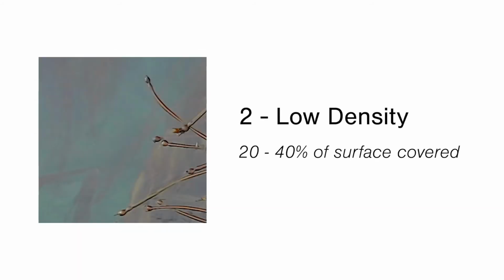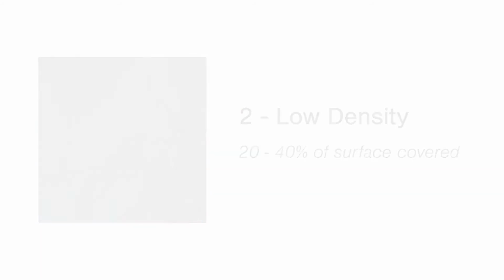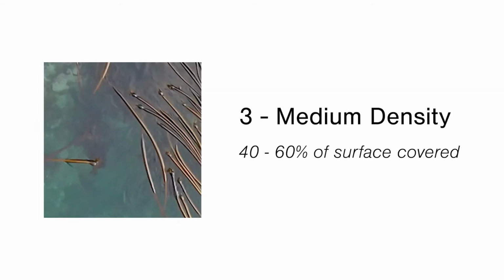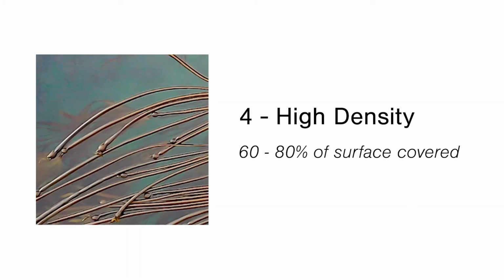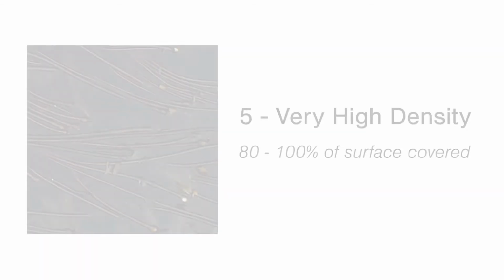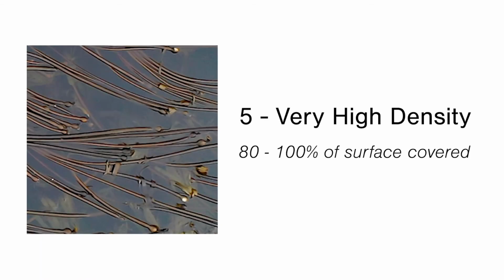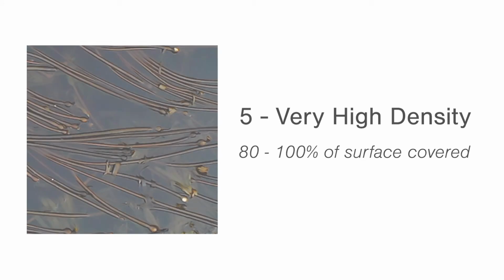2 is low density, meaning 20 to 40% of the water surface is covered. 3 is medium density, meaning 40 to 60% of the water surface is covered. 4 is high density, 60 to 80% of the water surface is covered. And 5 is very high density, with 80 to 100% of the water covered. Kelp here is continuous, blanketing most of the surface.